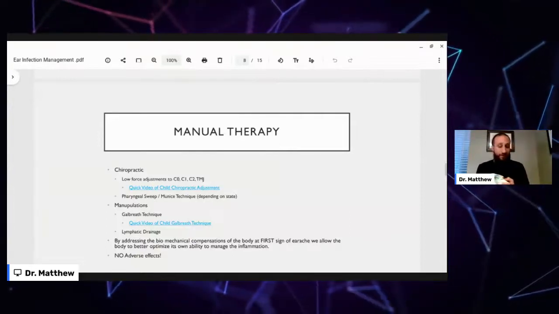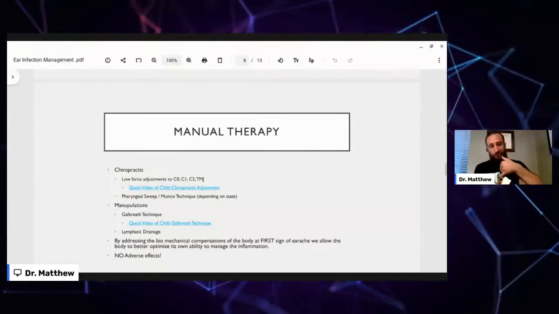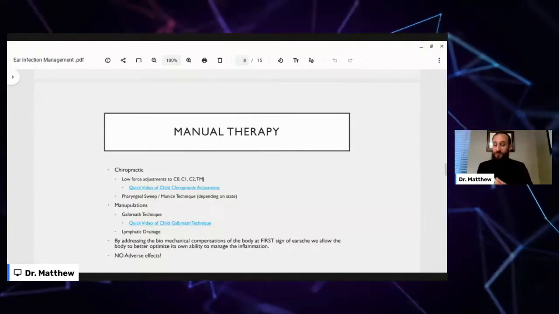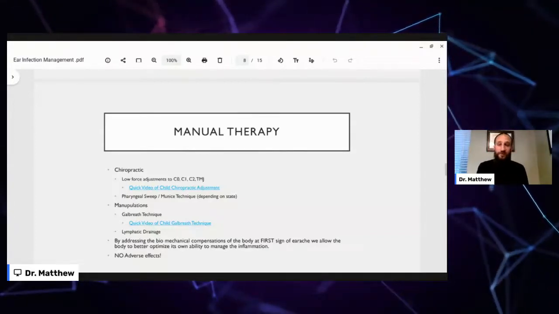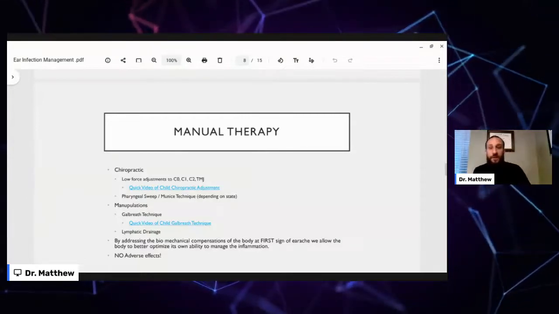A more invasive approach is called the pharyngeal sweep, and it's actually where I would go into the mouth and sweep the inside of the throat. That can be kind of intense. Most kids do not like it. However, it can really clear up that eustachian tube.